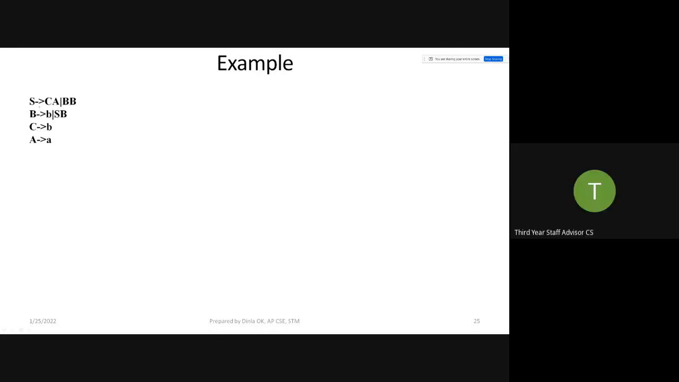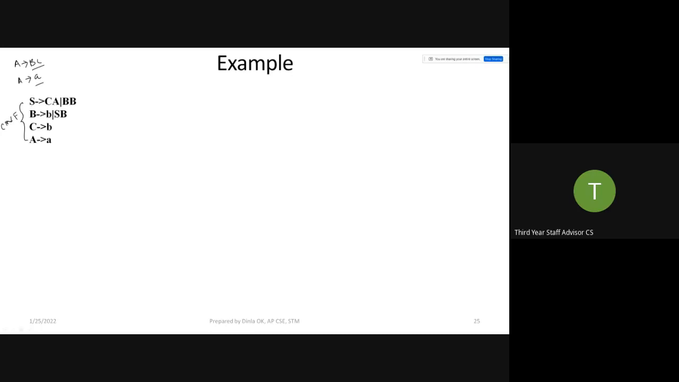What productions are there? S implies CA. CA means the right hand side has two non-terminals, so it is in Chomsky normal form. Next, S implies BB. BB is two non-terminals, so it is again in Chomsky normal form. Here, B implies small b. In Chomsky normal form, we can have A implies BC, or A implies small a. That is, two non-terminals can come, or a terminal can come. So these productions are of Chomsky normal form.